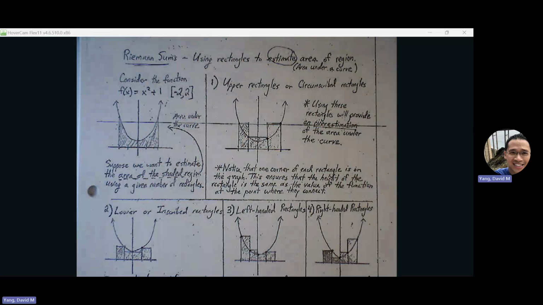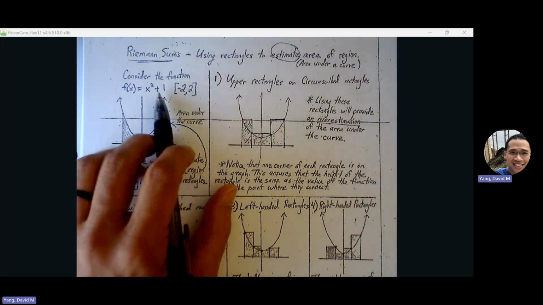These are going to be curved regions, and rectangles can only do so much in terms of representing the area of that region. There's always going to be portions that stick out, and our shaded region is not going to be able to be represented by rectangles unless we have infinite numbers of rectangles, which we will talk about tomorrow. But here we're only going to be doing maybe 3 to 5 rectangles, so the accuracy is going to be limited.